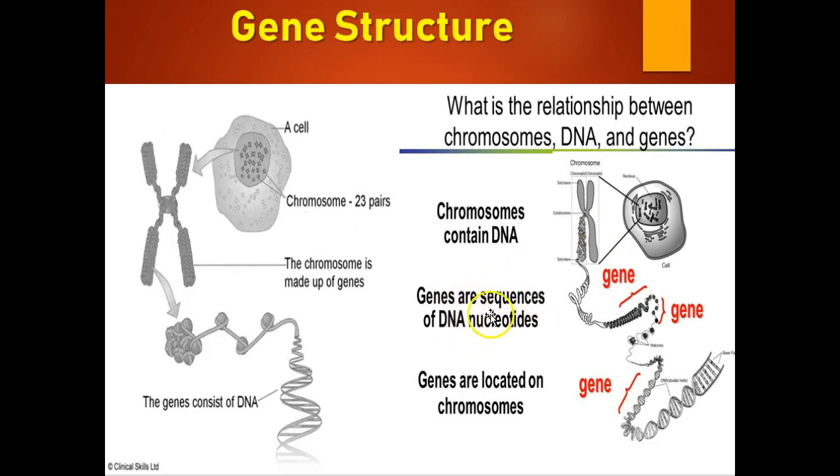Genes are sequences of DNA nucleotides, this long strand with all of the protein alleles and amino acids that you learned about in biology. Genes are located on the chromosomes. Genes consist of DNA, and we have 23 pairs of chromosomes, which we will learn about how they divide in meiosis and mitosis.